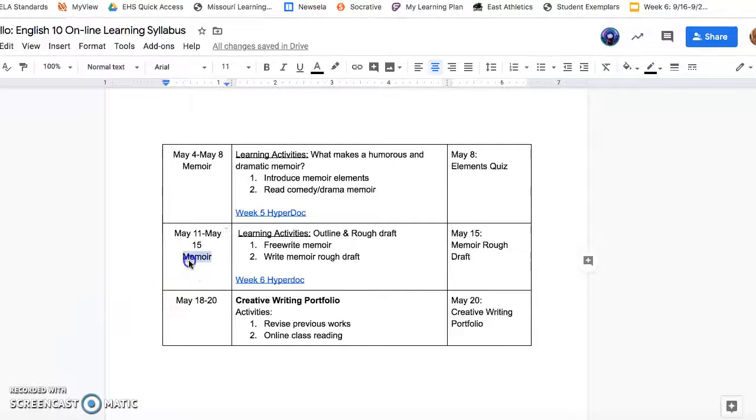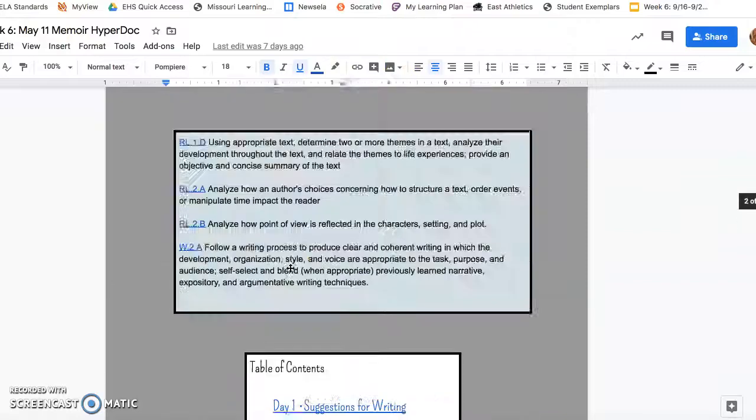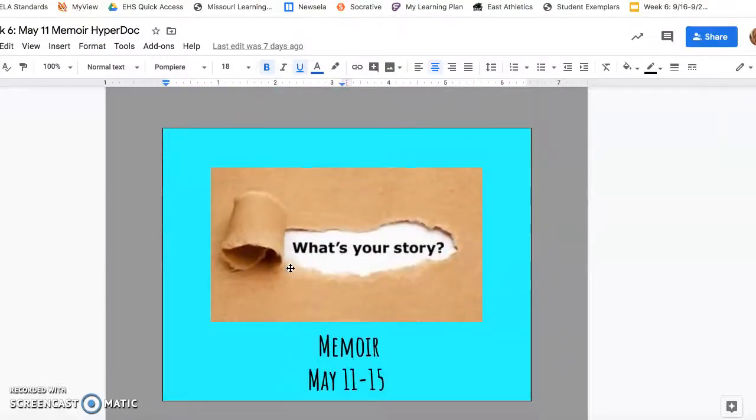At this point, you should now be on writing your rough draft of your memoir for your creative writing portfolio next week. You already read several examples of a memoir last week and you took a quiz. Here are some of the examples. At this point, you should now be on week 6.